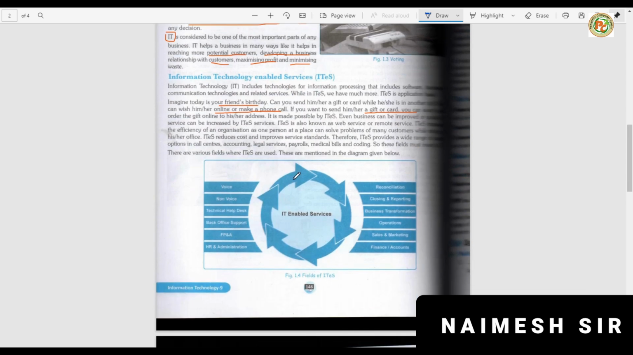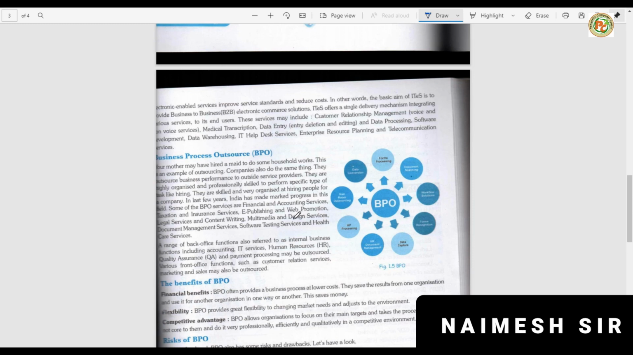Okay, so here are some areas which are enabled by ITeS: voice, non-voice, technical help desk, back office support, FAQ (frequently asked questions), HR and administration, reconciliations, closing and reporting, business transformation, operations, sales and marketing, and finance and accounting. So these are the areas which are enabled by IT. So it is called IT enabled services.